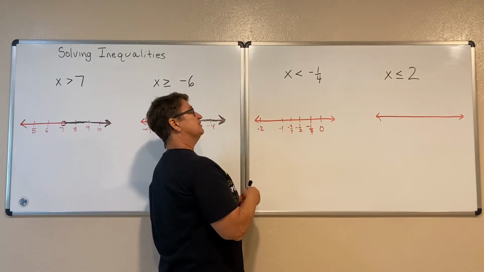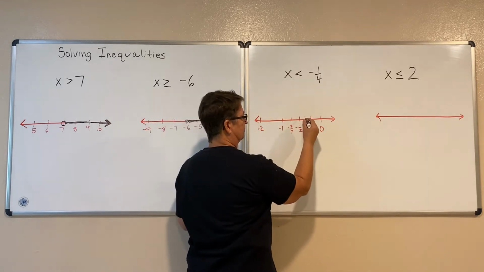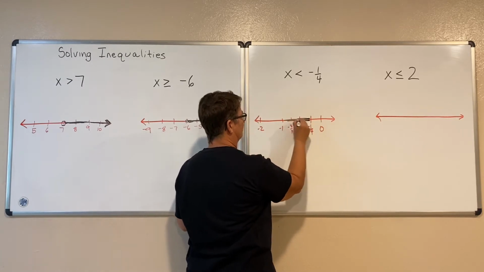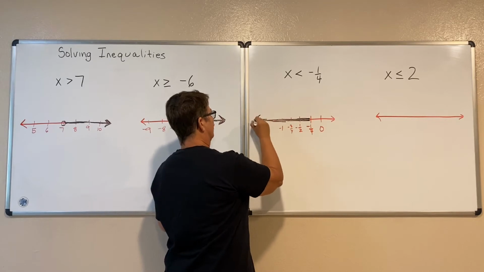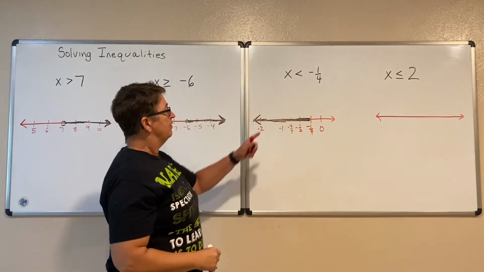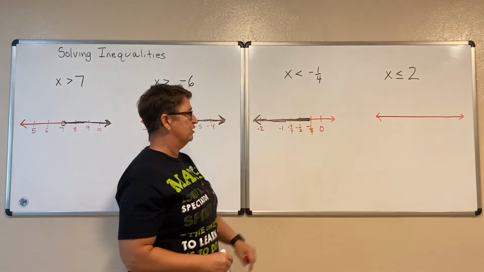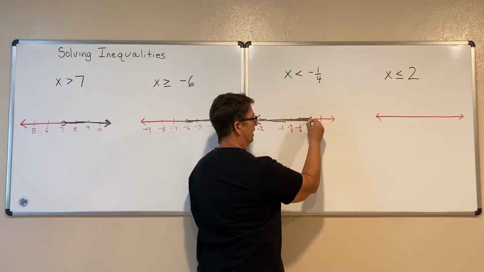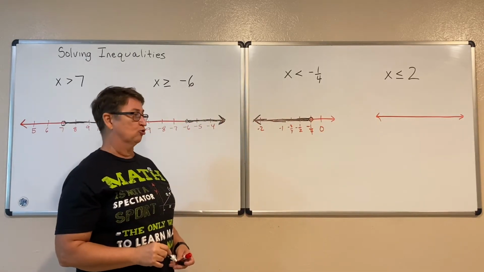Then, because it's less than, I need to color everything that is less than that -1/4. Then it's not equal to it. So to show that it's not equal to it, it can get really, really close to that -1/4, but it can't be -1/4 itself. I'm going to use that open circle.